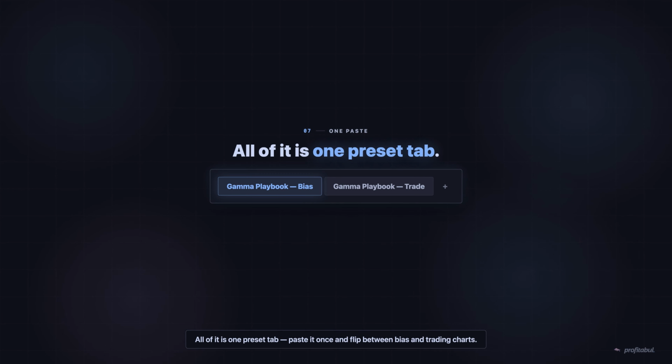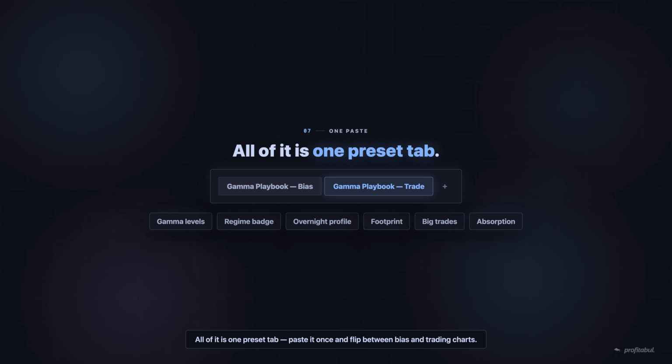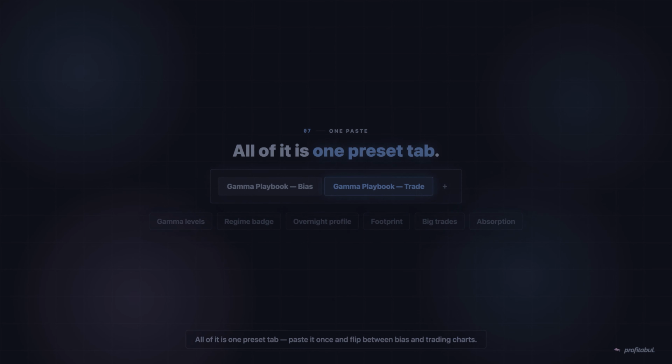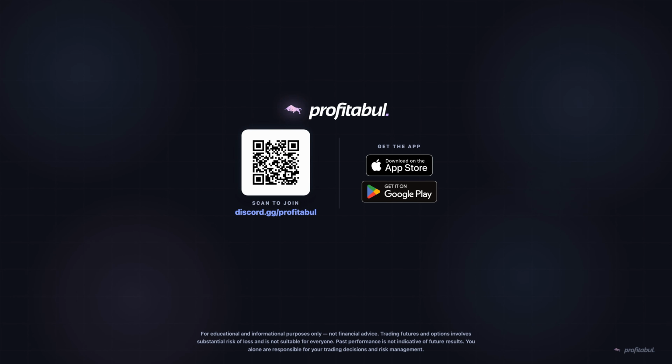All of it is one preset tab. Paste it once and the levels, the profiles, the footprint, and the big trade bubbles all come up configured, and you can flip between your bias chart and your trading chart in a click.